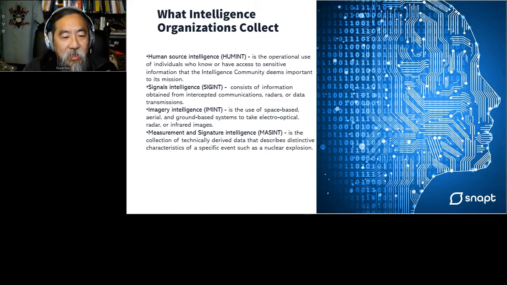It is what it sounds like. It's the use of pictures, images, in various forms, whether they're standard physical pictures, or they could be infrared or radar or other technical-based pictures, and they give us an insight as well. And the last piece of intelligence that they gather is what they call measurement and signature intelligence.